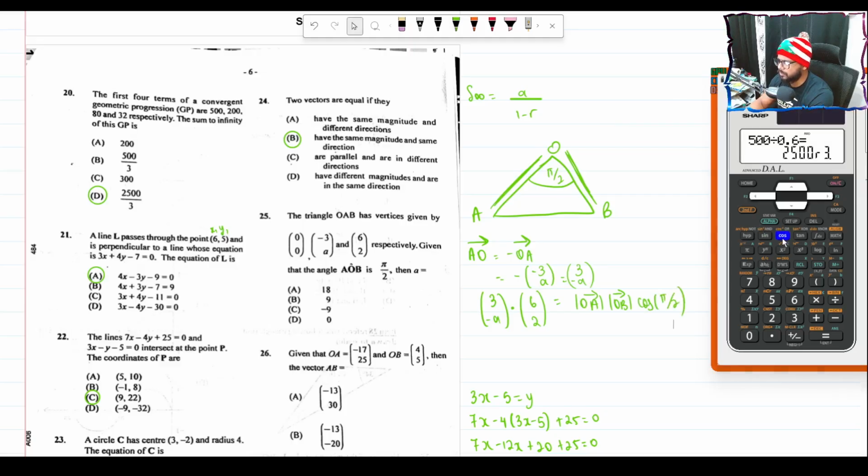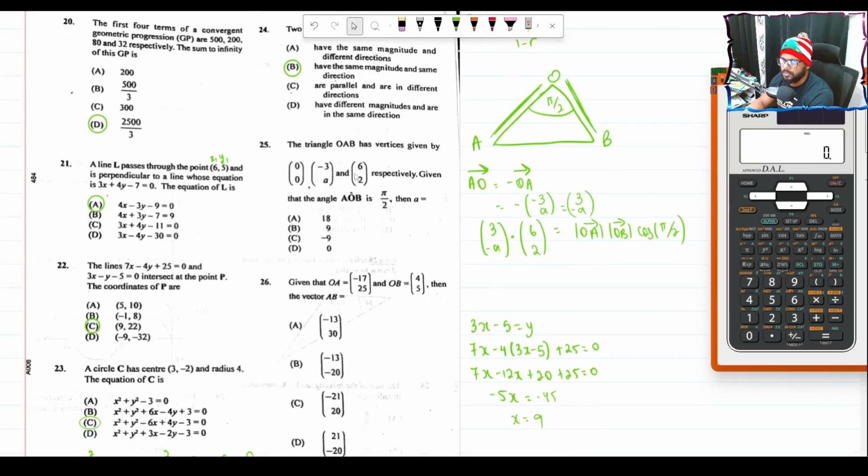What is cos pi on 2? Cosine of pi on 2 is 0. So these two lines are perpendicular to each other. Dotting these two things, I dot the x's, which is 18. Dot the y's, I get minus 2a is equal to 0. Move it across, I get a is equal to positive 9.